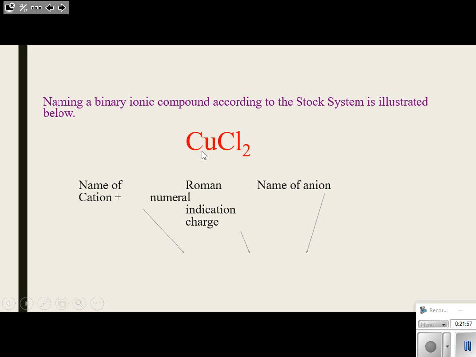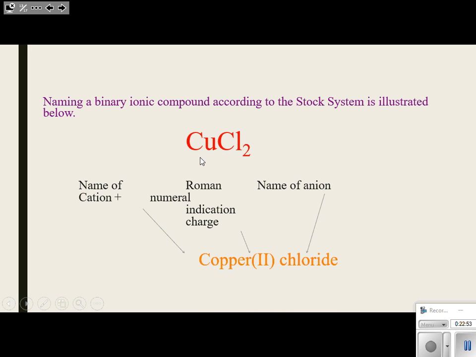+1 and +2, looking at my oxidation numbers. So how am I going to tell which copper I have? Well, I need to look at the chlorine because I know what charge chlorine is, don't I? What charge is chlorine going to be? -1. How many chlorines do I have? 2. So what's my total negative charge? -2. So what copper must I have here? +2, because I only have one of them. So how am I going to signify that it is copper +2? I'm going to put Roman numeral II. So my name would be copper(II) chloride.